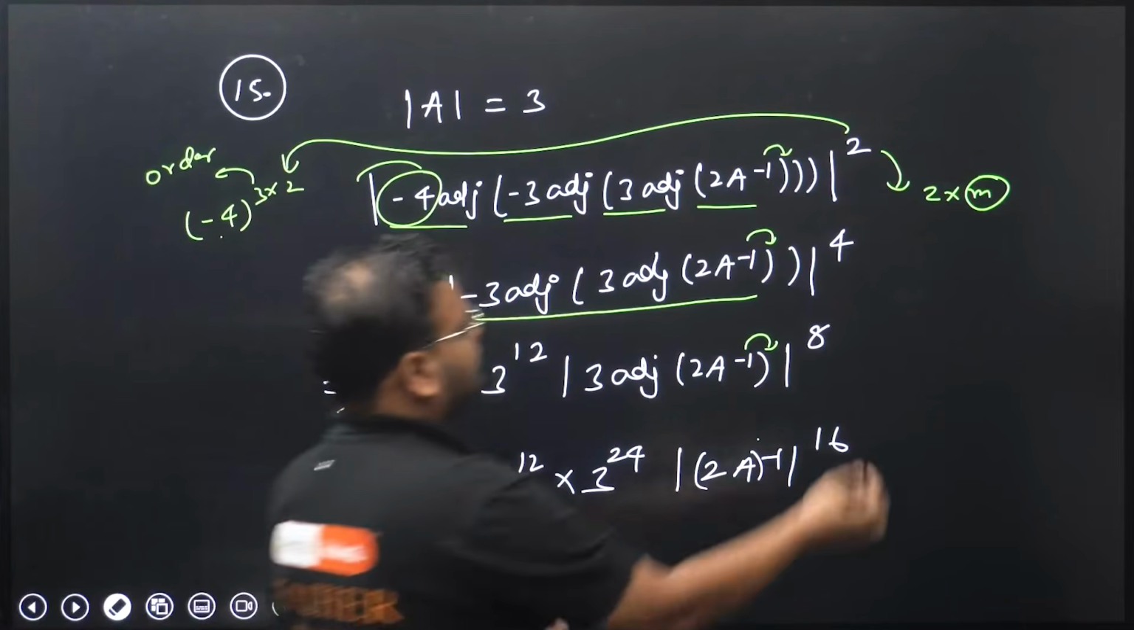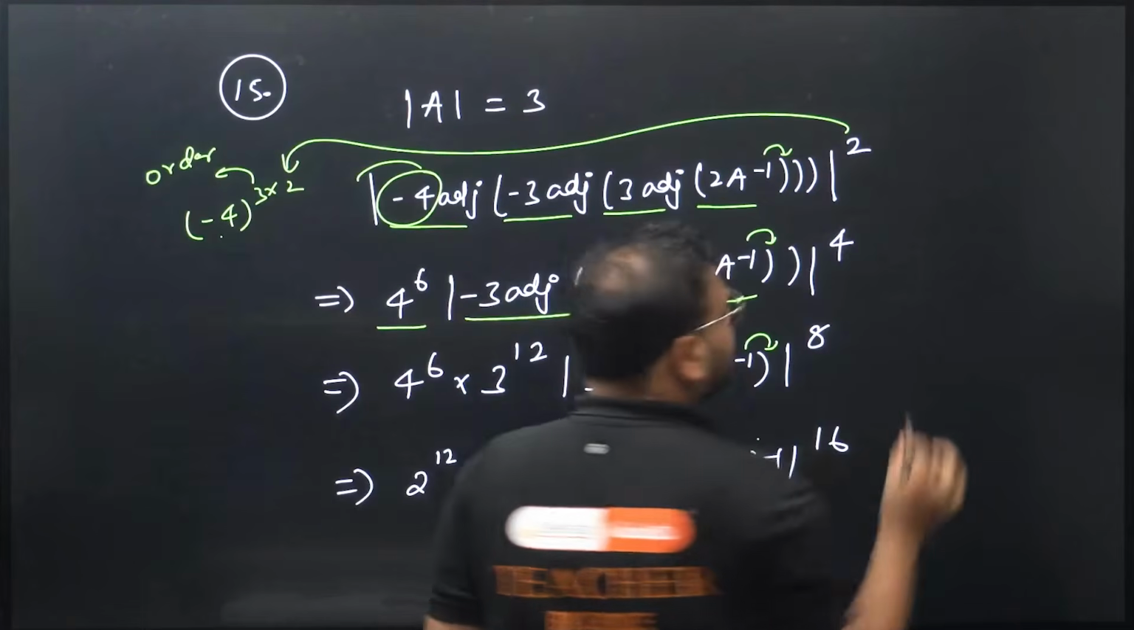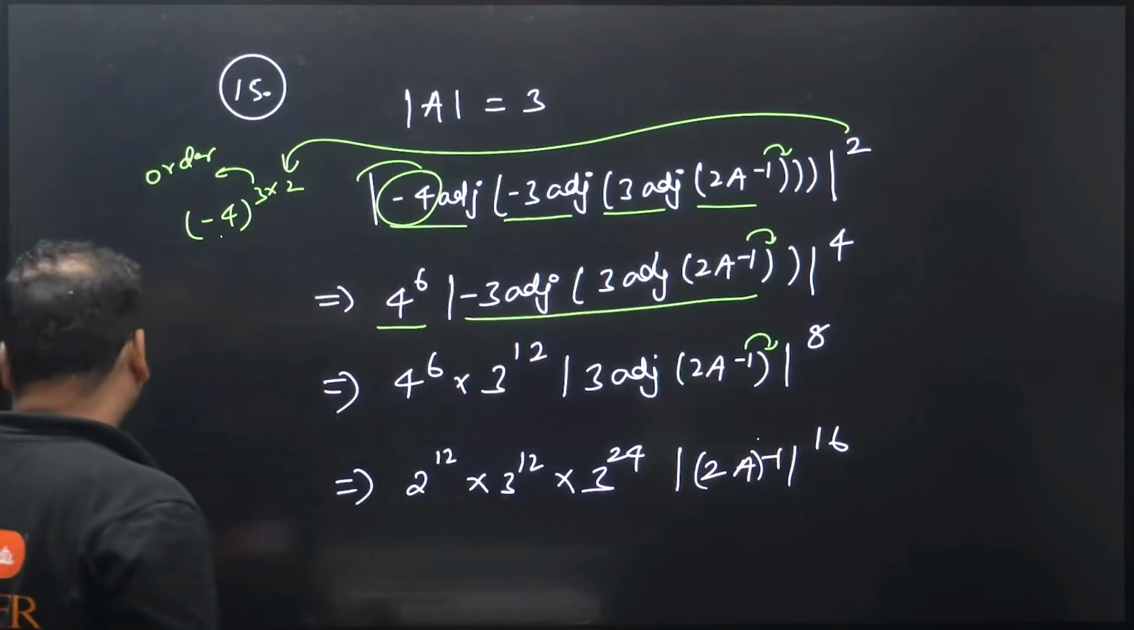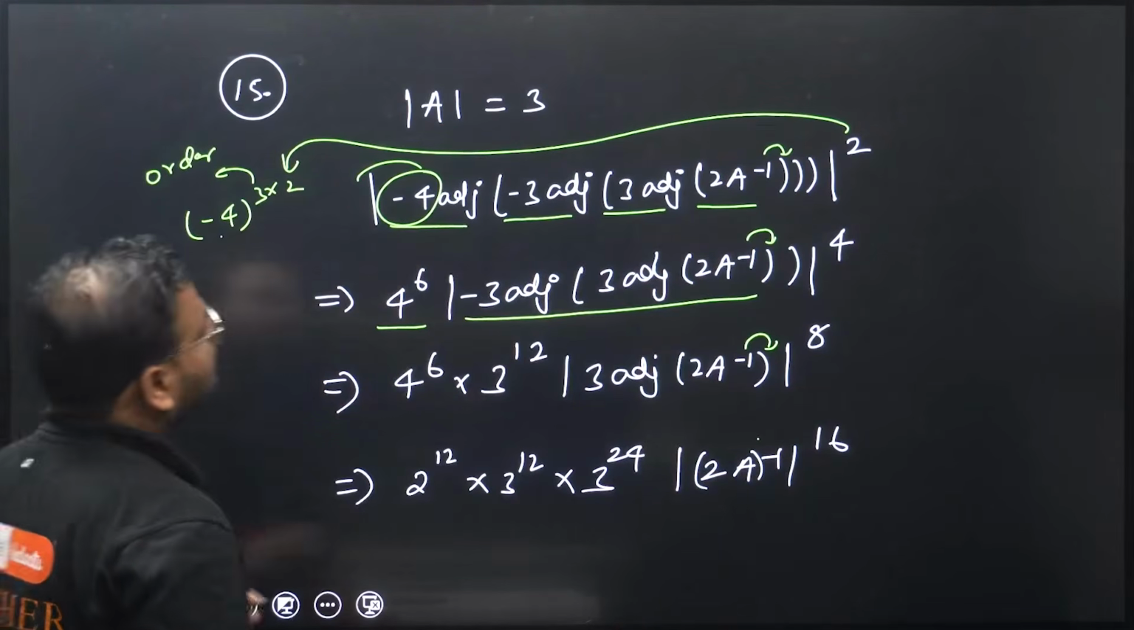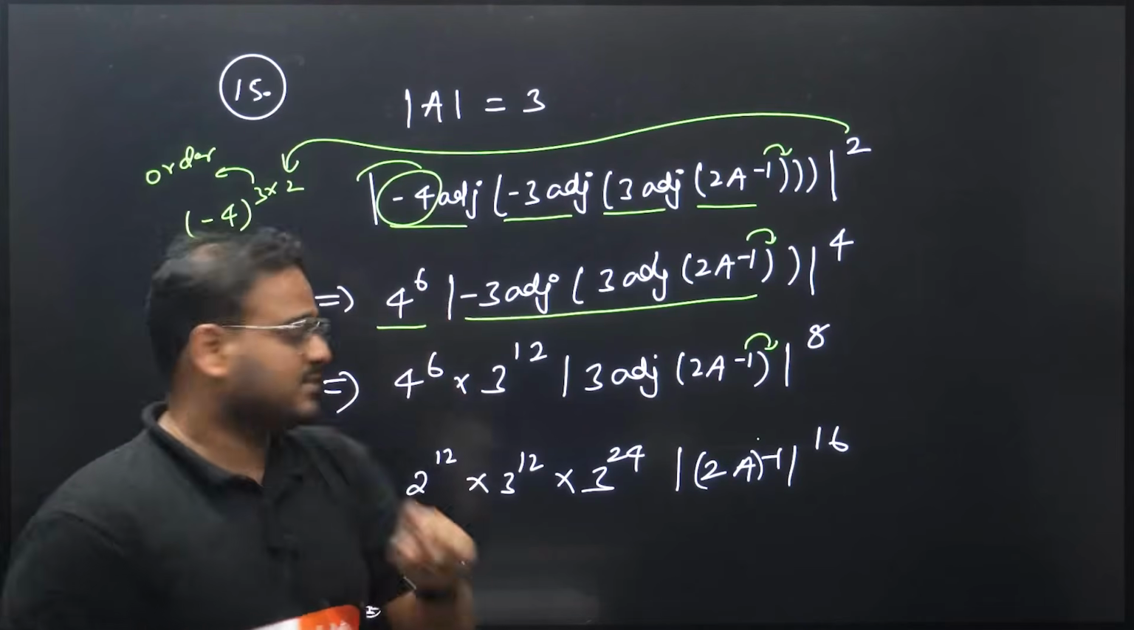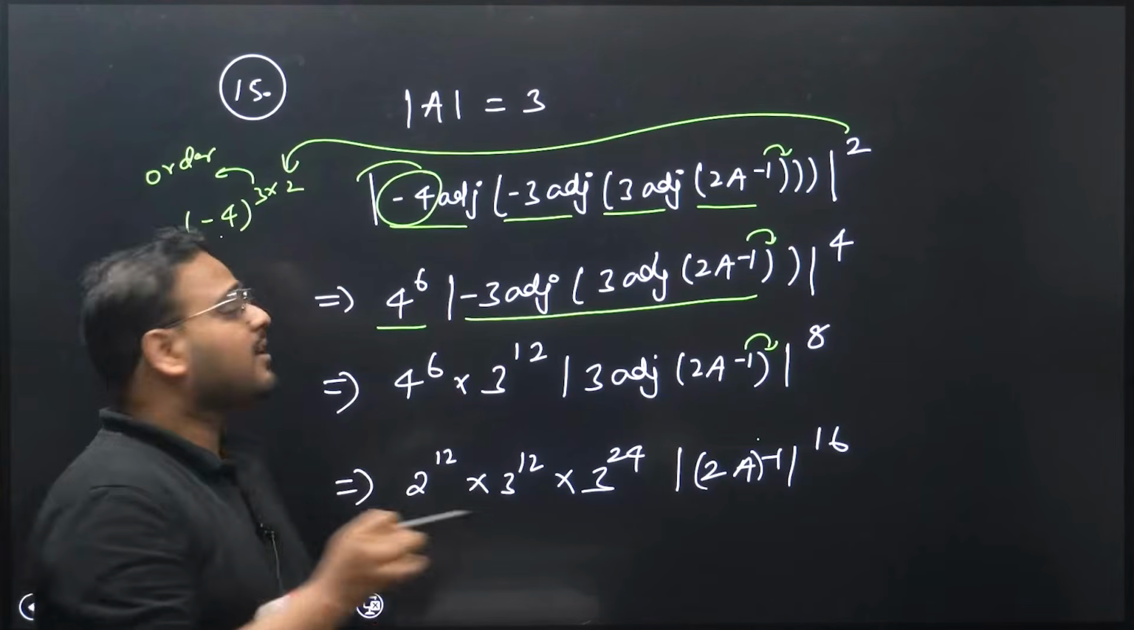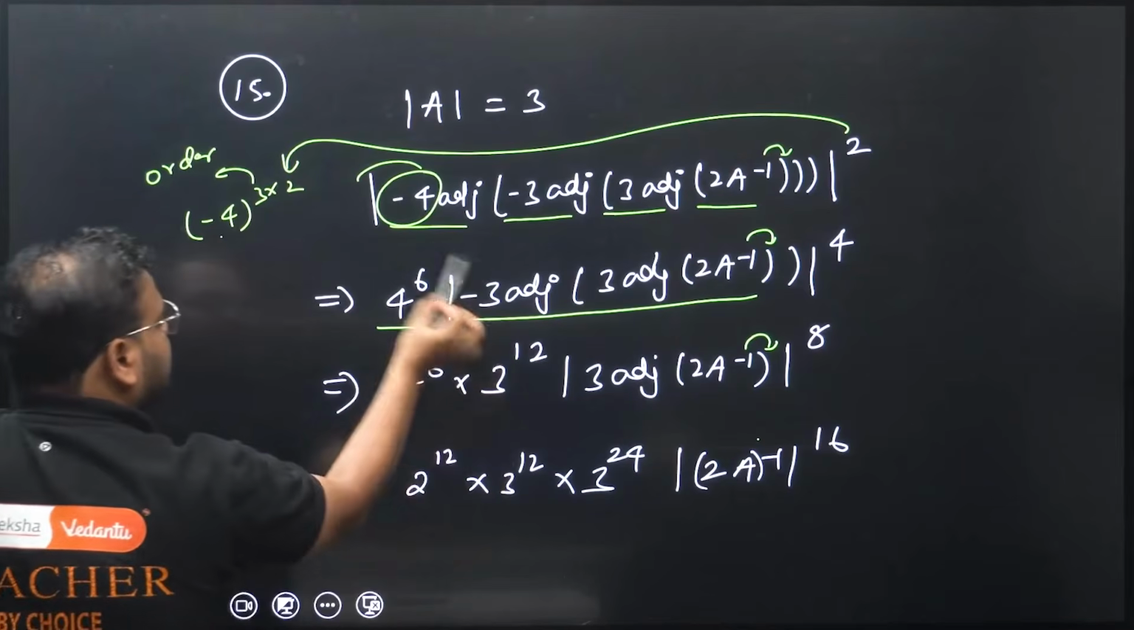I'll remove this part now, because we have an m letter involved in the question also. Alright, so let's continue now. So far we have got rid of 2 adjoints. Now we have 4 power 6. Again, there is a constant minus 3. So for this minus 3, what will we have to do?